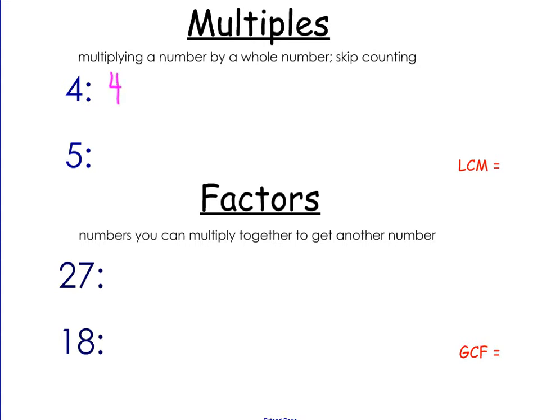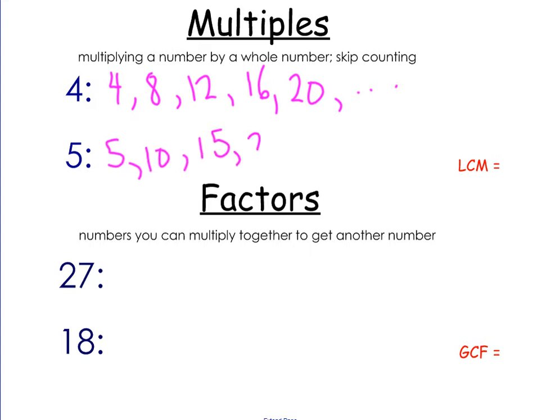So 4 times 1 is 4, 4 times 2 is 8, 4 times 3 is 12, and then basically what we're doing is adding 4 each time, which is just basically skip counting. 5 is 5, 10, 15, 20, 25. And then we look to see which is the least common multiple, the number that they both share, that's the least. And in this case, 20 is our least multiple for 4 and 5. So our least common multiple, or LCM, is 20.